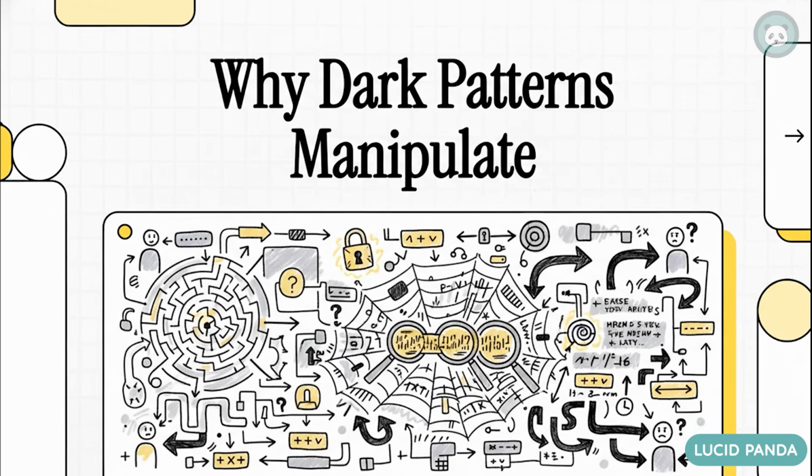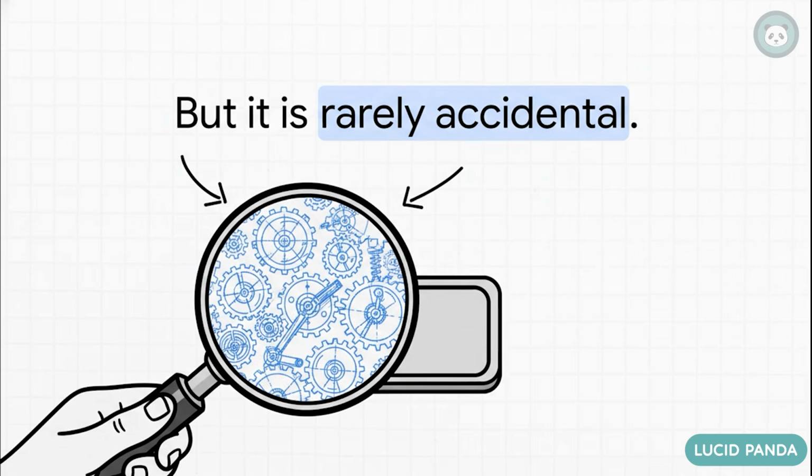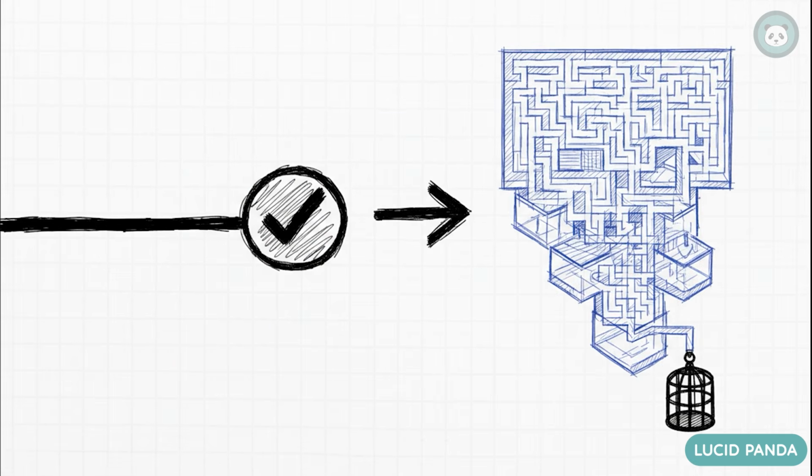Today, we're going to analyze the structure behind those manipulative design choices that we all encounter online pretty much every day. The way dark patterns manipulate our clicks, it often feels normal. But it is rarely accidental. In the structure behind it, well, that changes everything.